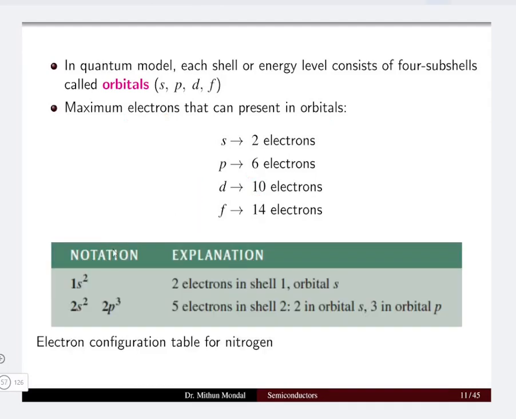Let us understand the notation which we use for the quantum model. When we say 1s square, what is the meaning of 1s square?